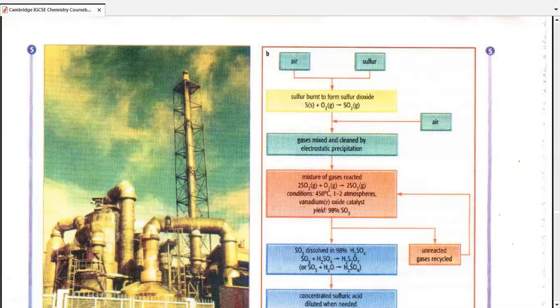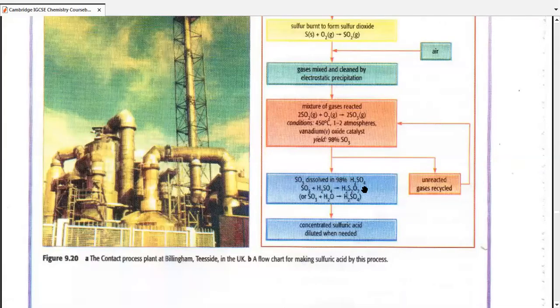This is the proper reaction of contact process, which is reversible, which needs a lot of requirements. As we have stated earlier, it requires 450 centigrade temperature, 1 to 2 atmospheric pressure, vanadium 5 oxide catalyst, and that eventually gives a yield of 98% sulfur dioxide. The unreacted gases are recycled. The yield is then processed by dissolving it in 98% sulfuric acid. So sulfur dioxide and sulfuric acid gives us oleum.